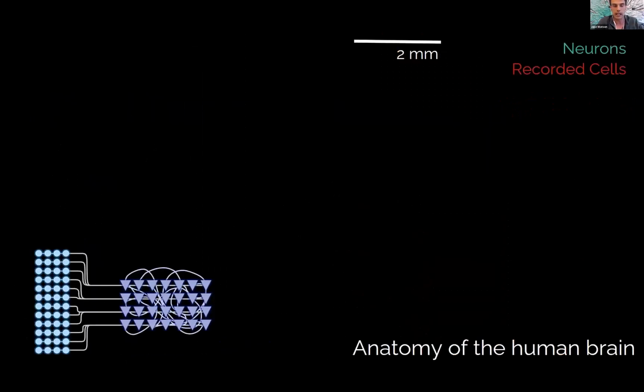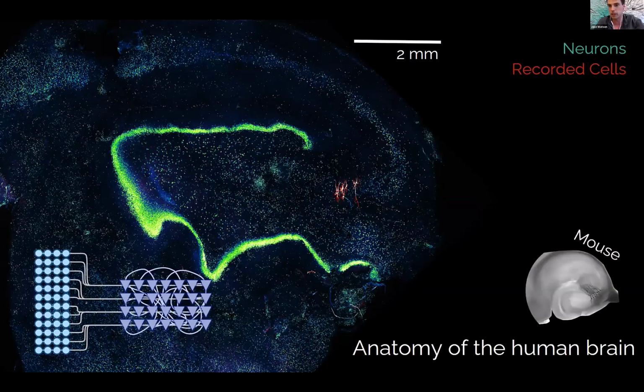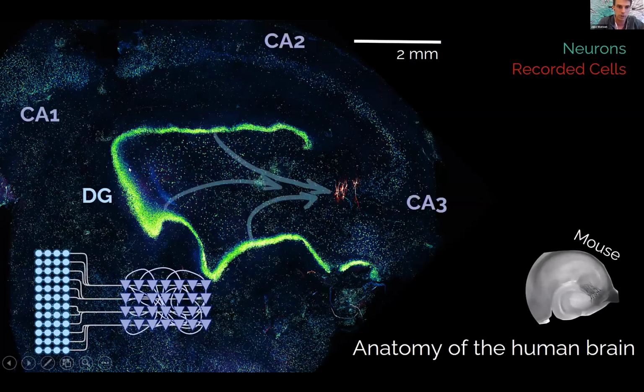So the human brain, as I've told you, is quite large. Here's a human hippocampal slice. Here's a mouse hippocampal slice for reference. So you can see we're talking about very different scales. And just to orientate you, this is the dentate gyrus here, this beautiful ribbon of neurons. In green, we're staining all the neurons in the slice with NeuN. And here you can see a small cluster of neurons that are biocytin-labeled cells in CA3.